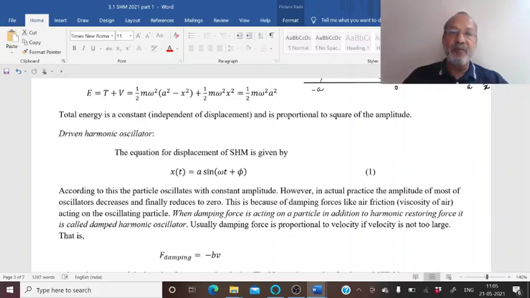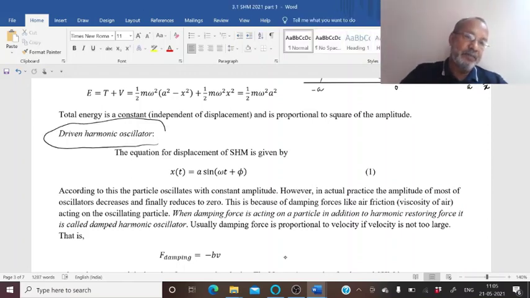A forced harmonic oscillator is also called a driven harmonic oscillator. Usually some driving force will be required to maintain the oscillations of a harmonic oscillator. This is because when a particle is executing simple harmonic motion, there will be air resistance or some other dissipative forces, which will reduce the energy of oscillations as time progresses.